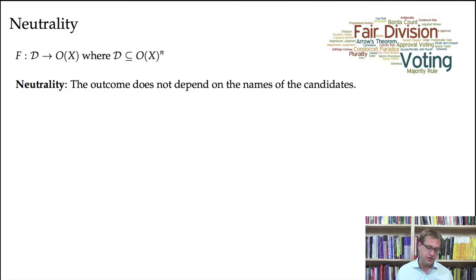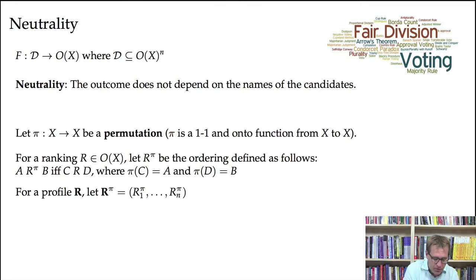Recall that informally, neutrality just means the outcome does not depend on the names of the candidates. So we can formalize that in much the same way. Suppose pi is a permutation on the set of candidates. It's a one-to-one and onto function from X to itself. Now, if I fix an arbitrary ordering over the set of candidates X, let R pi be a new ordering that's defined as follows. A is R pi related to B if and only if C is related to D, where C gets mapped to A and D gets mapped to B.